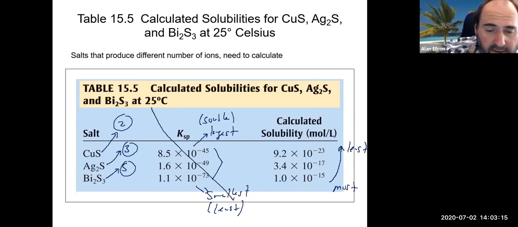So when you have guys that don't make the same number of ions, you cannot just go straight off of the KSP value to compare which one would be more soluble. You do have to do a calculation like you see in this table. But again, if in the previous slide, everybody you're comparing does break apart into the same number of ions, you can go by the KSP value. Any questions on that?